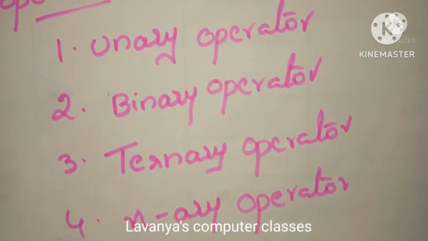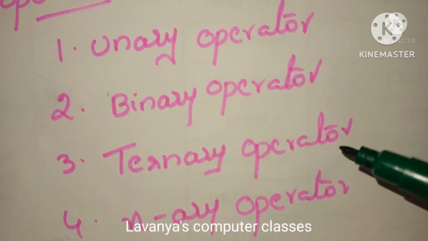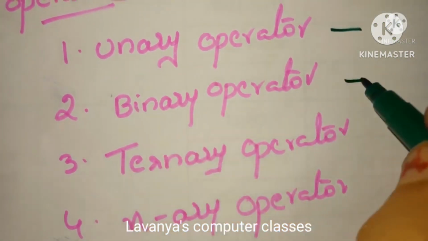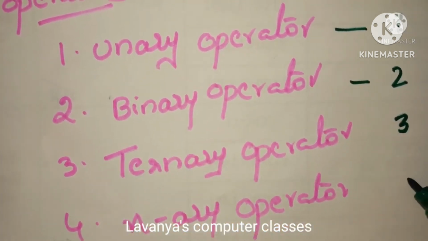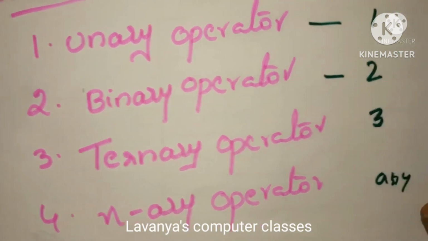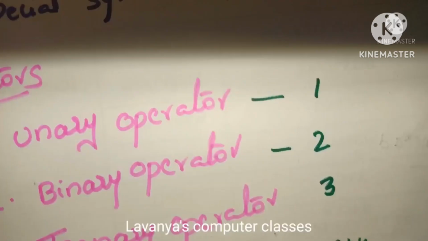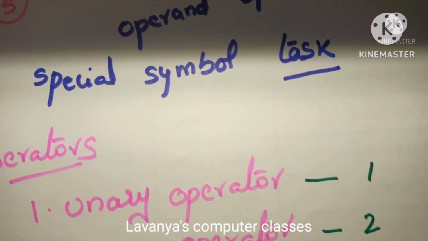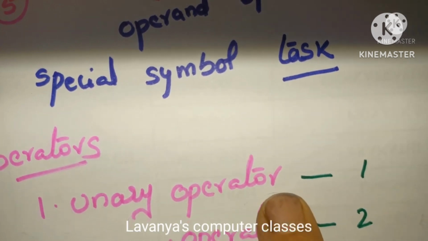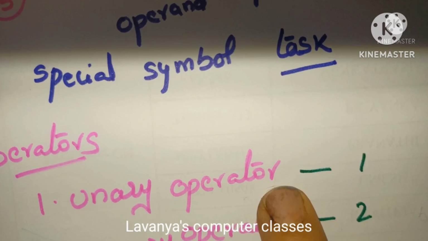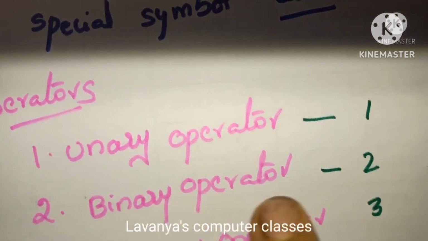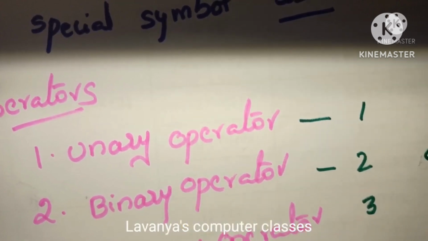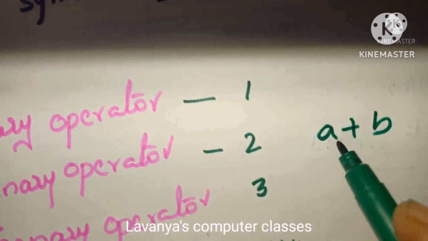So first is unary, then binary, ternary, n-array. Unary means 1, binary means 2, ternary means 3, n-array means more than 3, where n means any number, not only 4. A unary operator is any operator working with only one operand. A binary operator is any operator working with two operands.